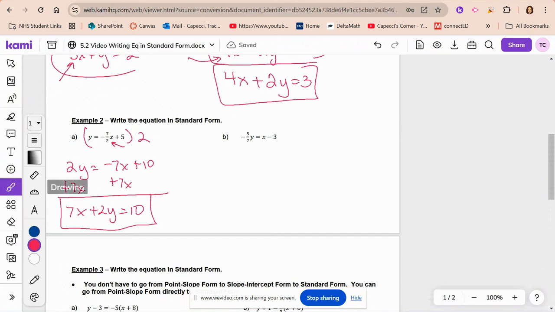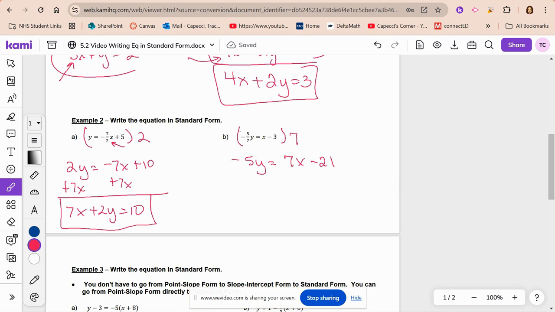Okay, in this problem, we're working with the fraction negative 5 over 7. So I know I need to get rid of that 7. I can multiply by a positive 7 or a negative 7. I'm going to do the positive because I just find the negative sometimes gets lost, and we'll deal with that later. So that gives me negative 5y is equal to positive 7x minus 21.